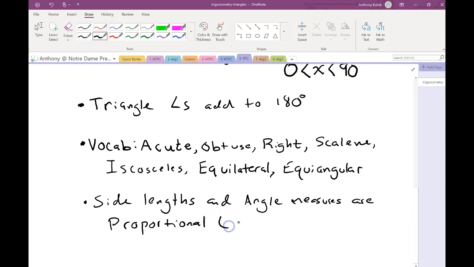And I should probably say "and vice versa." Do you guys know what I mean by vice versa there? That we just trade the position of side length and angle measure. You know, that angle measures are proportional to side lengths and side lengths are proportional to angle measures. That it works both directions.